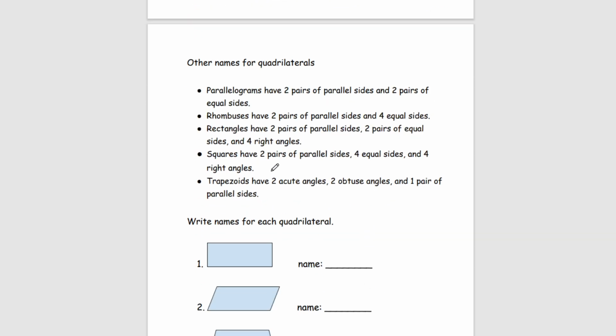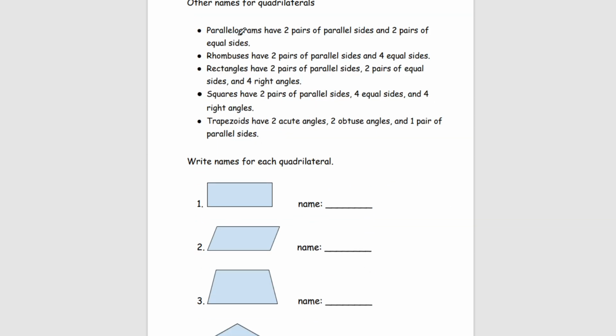Other names for quadrilaterals: here we have parallelograms that have two pairs of parallel sides and two pairs of equal sides. Rhombuses, which have two pairs of parallel sides and four equal sides. Rectangles have two pairs of parallel sides, but this time they have two pairs of equal sides, and four right angles. Squares have two pairs of parallel sides, four equal sides, and four right angles. And trapezoids have two acute angles, two obtuse angles, and one pair of parallel sides.